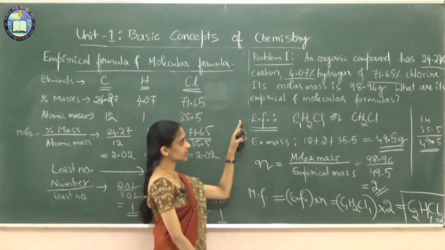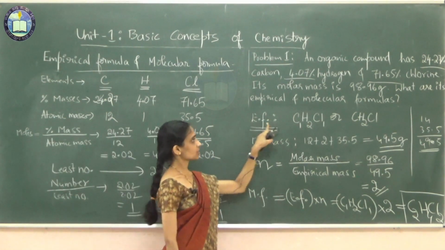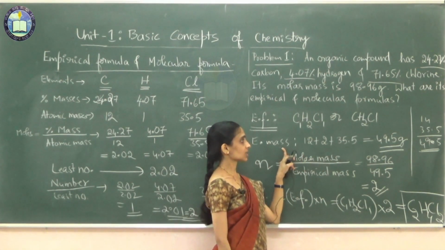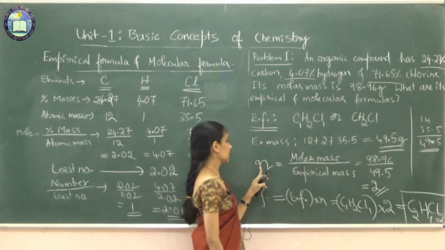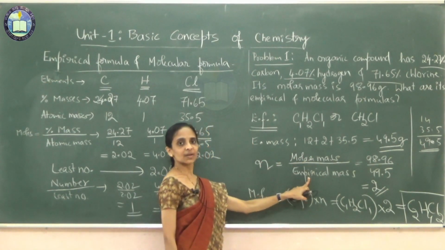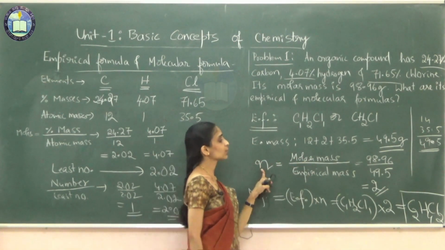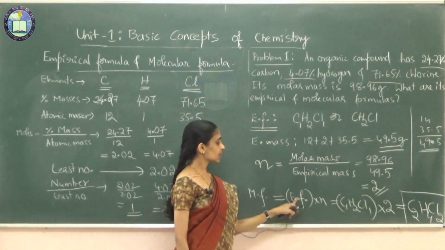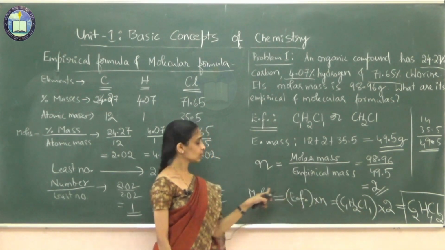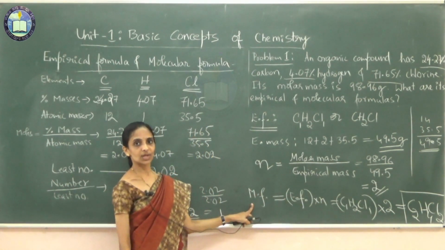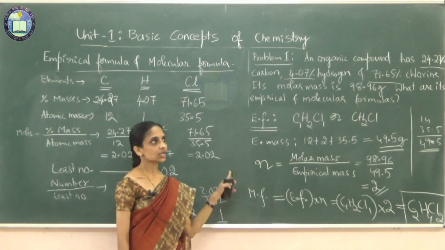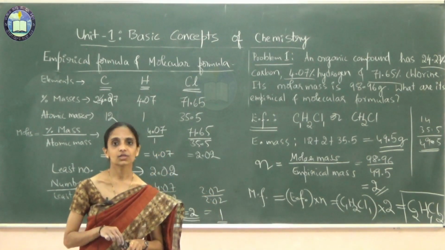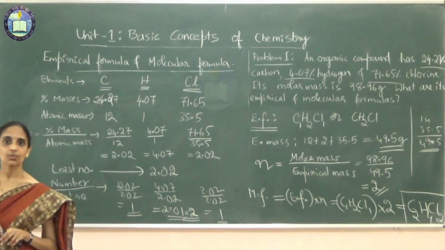Okay. So from here let us recollect the steps. Once you write the empirical formula, immediately find out the empirical mass. Then divide the molar mass by the empirical mass, and that will give you n. Multiply the empirical formula with n, and you will get the molecular formula of the compound. Okay, so that was about one problem. Let us solve one more such problem.